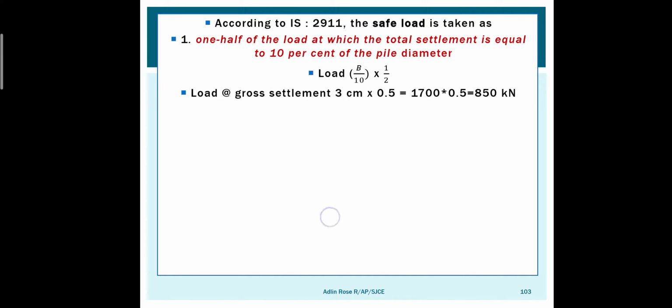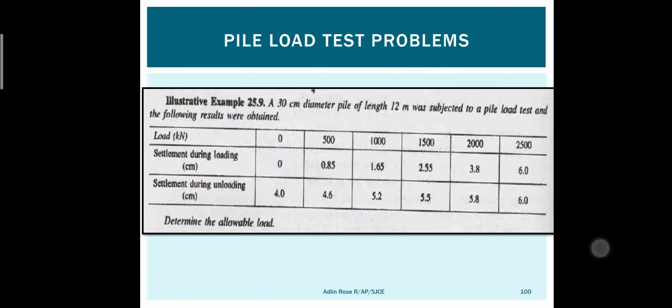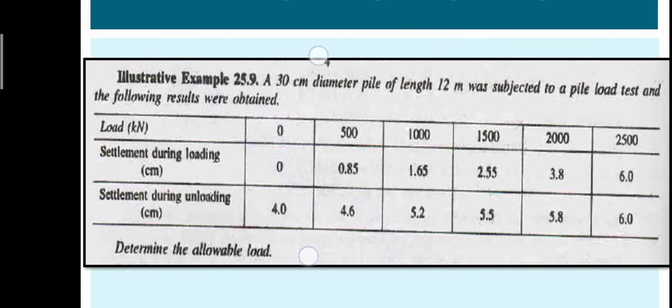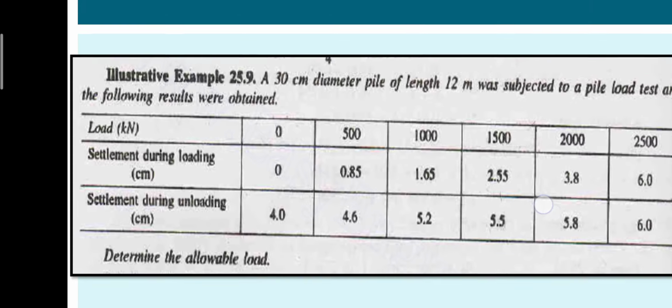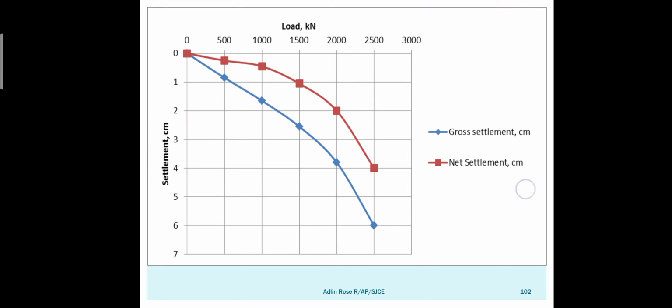Sorry, not the length of the pile, diameter of the pile. What is the diameter of the pile given in the question? Sorry, the diameter of the pile is 30 centimeter. So 30 centimeter dia pile. So 30 divided by 10, what will you get? 3 centimeter. So 3 centimeter corresponding on a settlement.